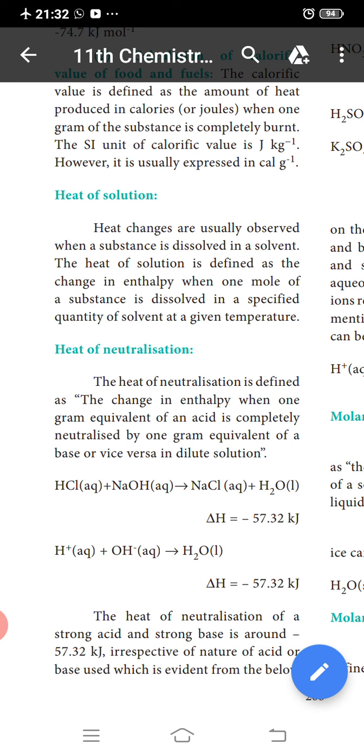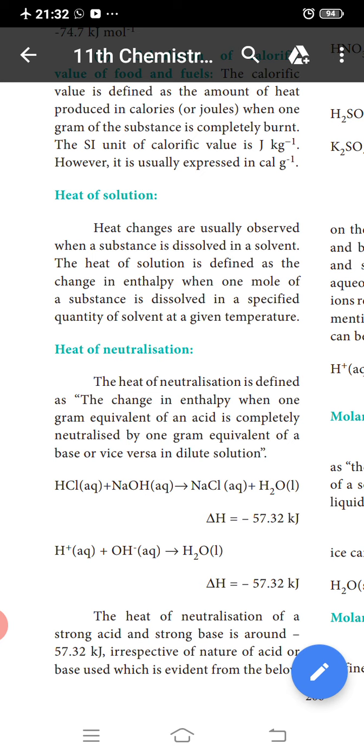Already, the first one discussed calculations of heat of formation. Okay, the next one discusses the calculations of calorific value of food and fuels. There are 6 types: the first one is heat of solution, the second is heat of neutralization, the third is molar heat of fusion, the fourth is molar heat of vaporization, the fifth is molar heat of sublimation, and the sixth is heat of transition. Okay, the first one we discuss is heat of solution.